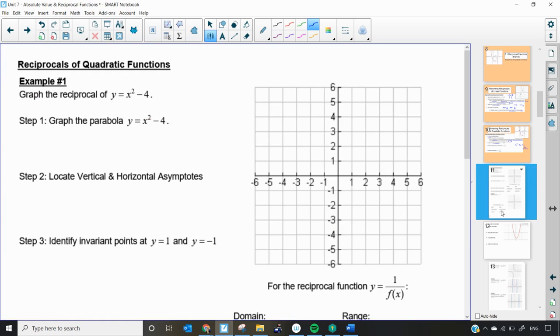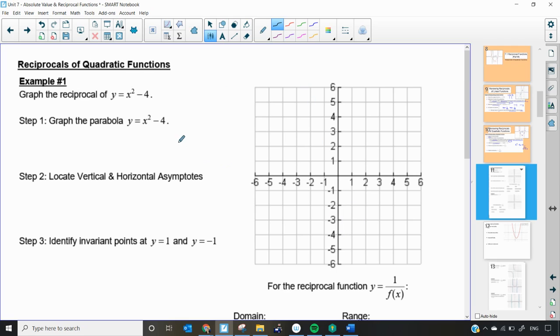So in our first question here, we're asked to graph the reciprocal of x squared minus 4. Now we're going to start off by plotting the original function, and then we'll use that to sketch our reciprocal function. All right, so our original function here is going to be y equals x squared minus 4. So that means we have to first find our x and our y-intercepts.